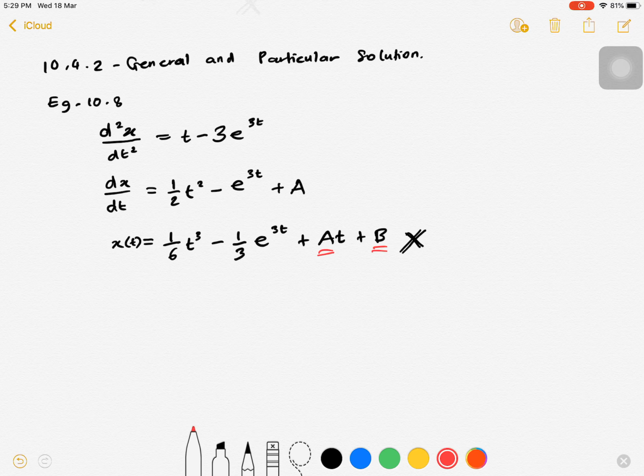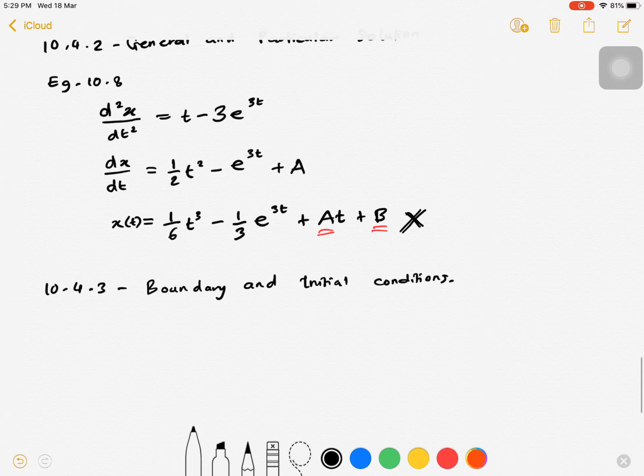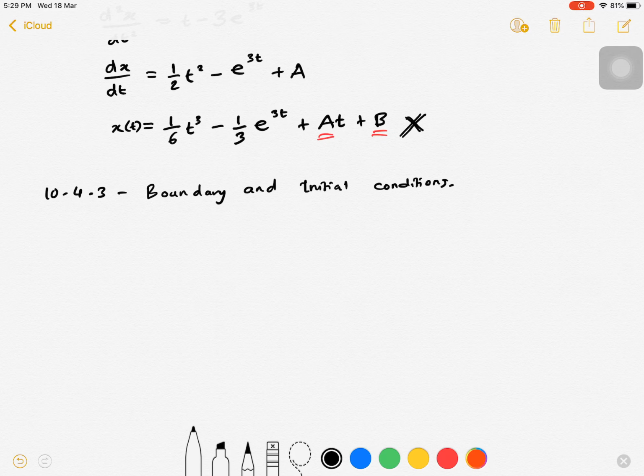And if we know additional information, which is in subtopic 10.4.3, where we have the boundary conditions and initial conditions. So when we know this, we can solve the constants a and b. So we go direct to the example.